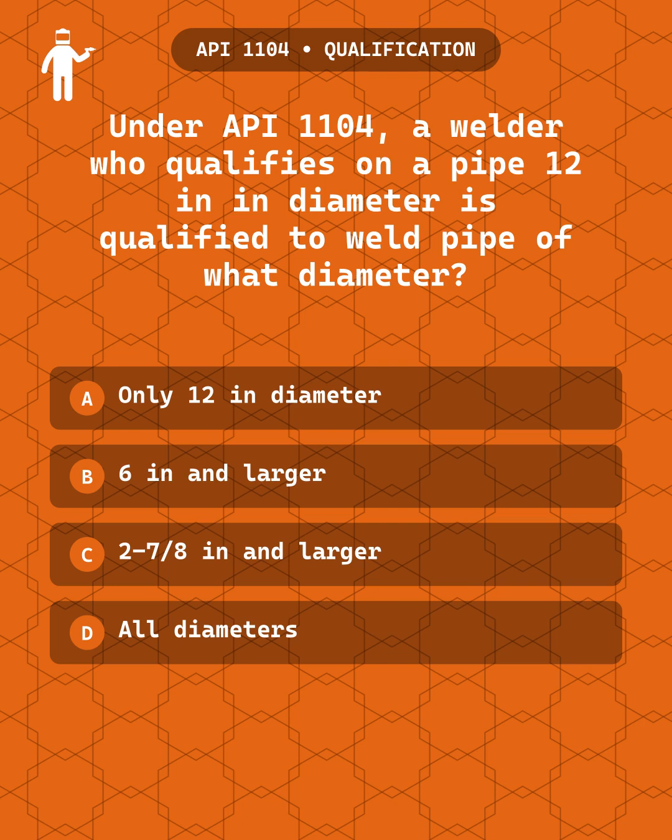Question 7. Under API 1104, a welder who qualifies on 12-inch diameter pipe is qualified to weld what diameter? Is it A, only 12-inch, B, 6-inch and larger, C, 2 7/8 inch and larger, or D, all diameters?